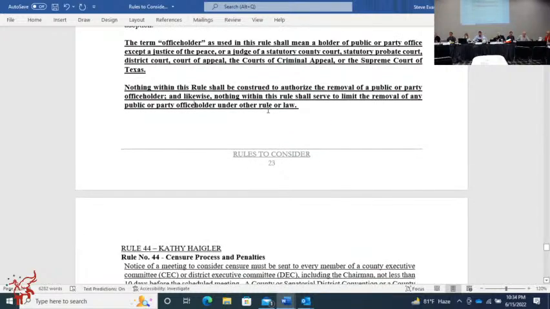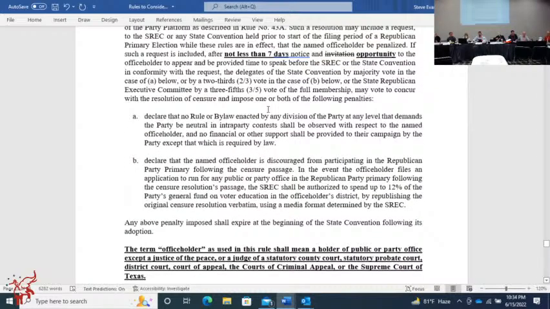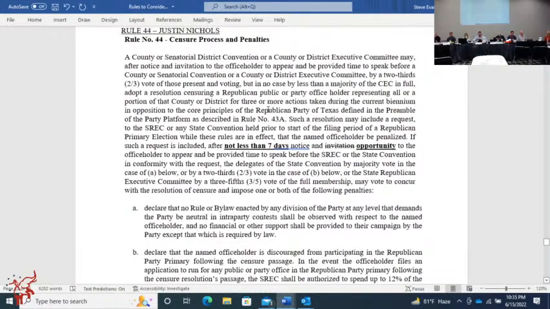Chair recognizes Kathy Hagler, SD21. If we can scroll up, before we got to 1 and 2, not less than 7 days, I would like to change that to 14 days, because when someone's been notified. It's a motion to strike 7 and change it to 14. Is there a second? Second.